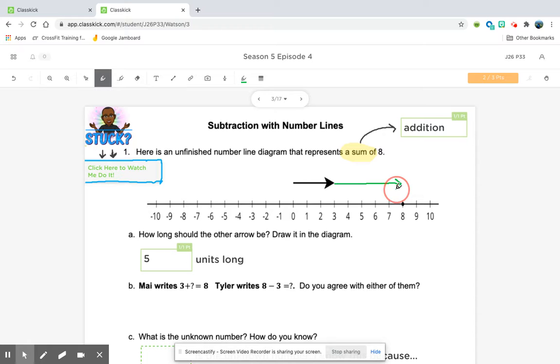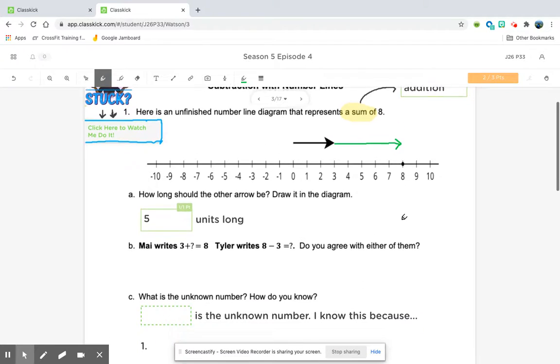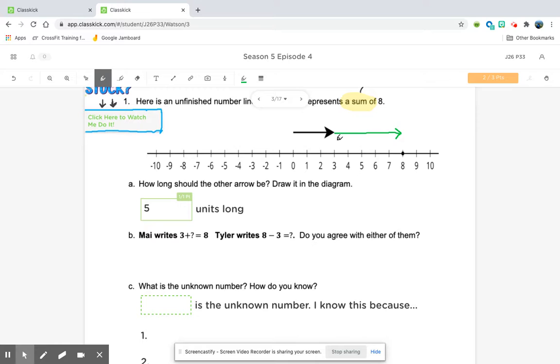And that gets us all the way to 8. And so it's 5 units long. All right. And so now we have two arrows that represent a sum of 8. You add them up and you get something that's totally 8 spaces long.